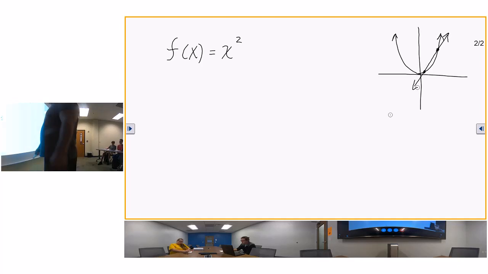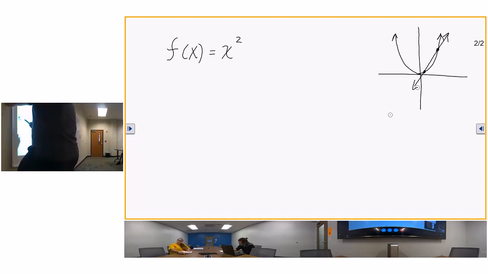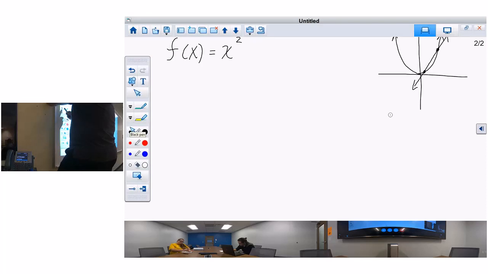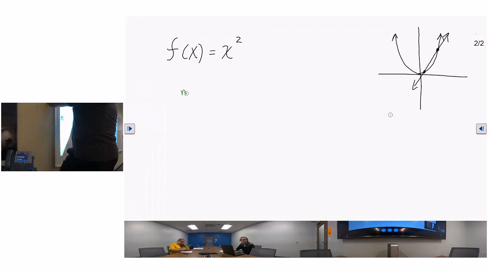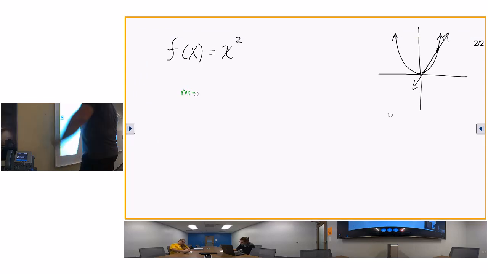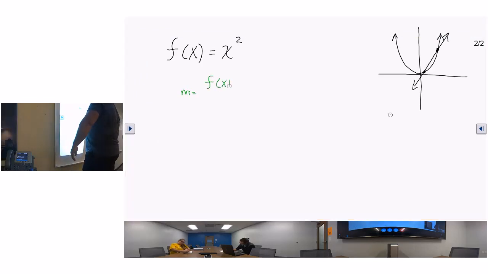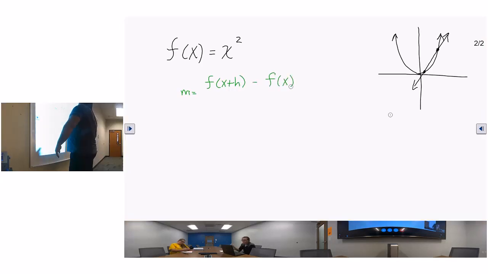So, what I do is I take my Verde, and say m is equal to f of x plus h minus f of x, over h.